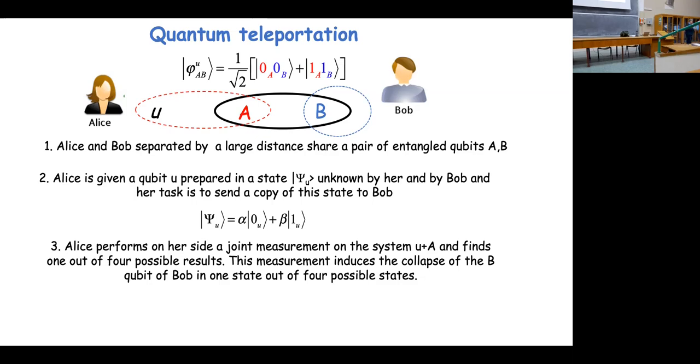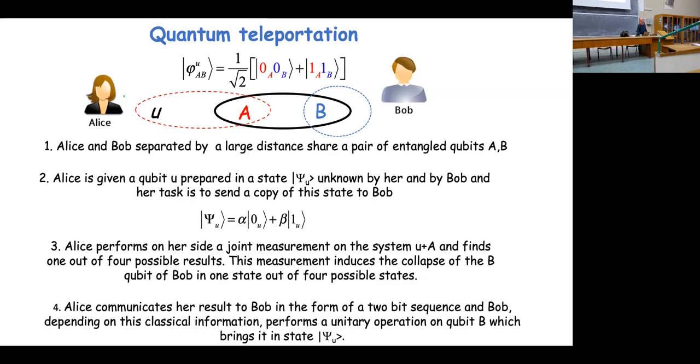Then what will Alice do? Alice will communicate the result of her measurement, which, since you have 4 possibilities, will be 2 bits: 0 1, 0 0, 1 1, 1 0. She will tell Bob, and Bob, knowing that, will know what kind of transformation he should apply to his collapsed system to reconstruct the initial one without knowing it. So I have summarized this, and I will let you do all the steps as an exercise.